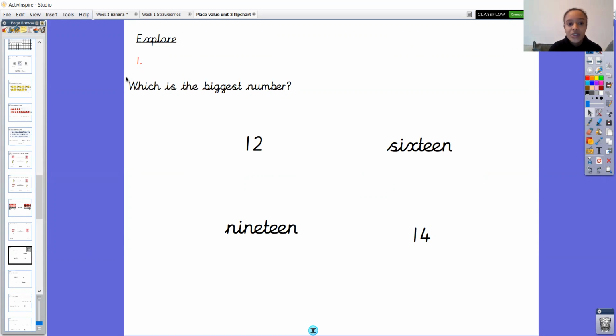Now, can you see I've called this question 1 up here. So when you're doing your work in your maths book today, you might like to put question 1 next to it so that when I'm looking at it on class day, I know which question you are answering. Okay, so question 1 is asking us which is the biggest number. So there are 4 numbers on the screen, but 2 of them are words and 2 of them are the numerals. Okay, so you need to have a little think about what numbers these 2 are. You can see these ones, but you need to have a read of these ones.